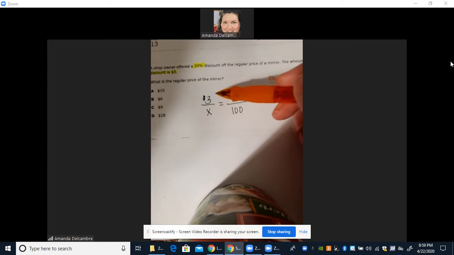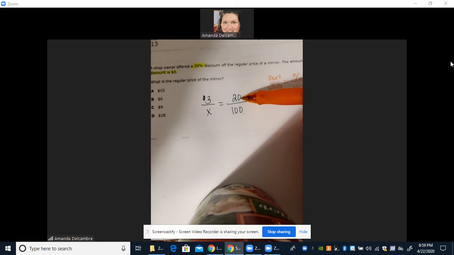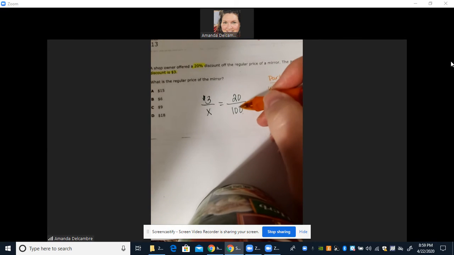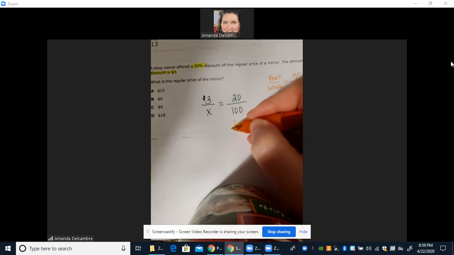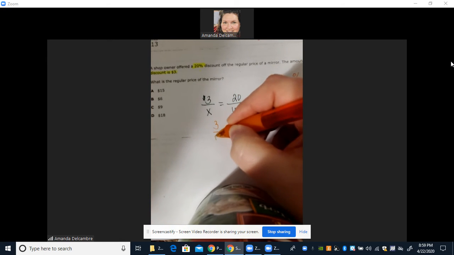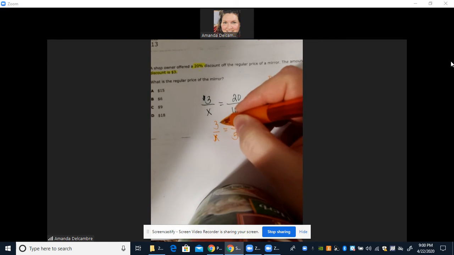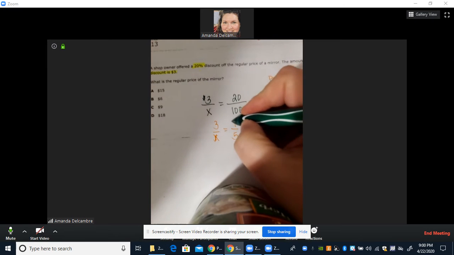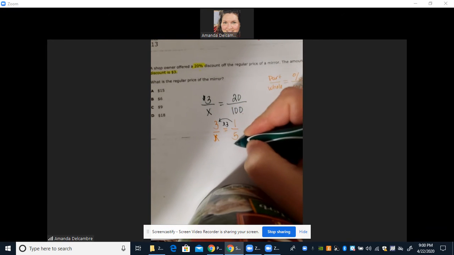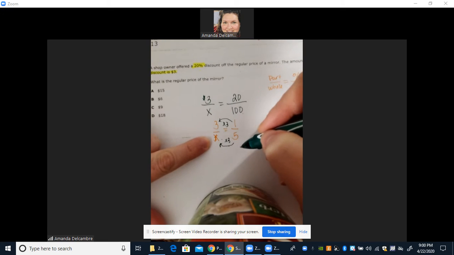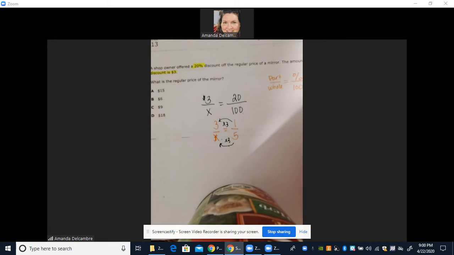We can look and see, okay, can I turn 3 into 20? Well, no, I can't. But can I simplify 20 over 100? Yes, I can. I can simplify 20 over 100 into 1 over 5. So how do I turn 1 into a 3? I multiply by 3. And then here, I would multiply by 3 at the bottom. So 5 times 3 would give me X, which gives me what my regular price of the mirror would be.